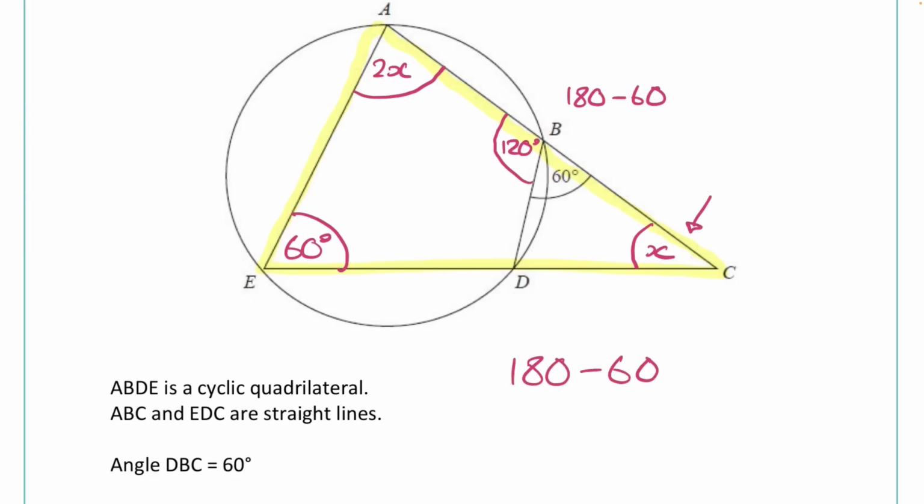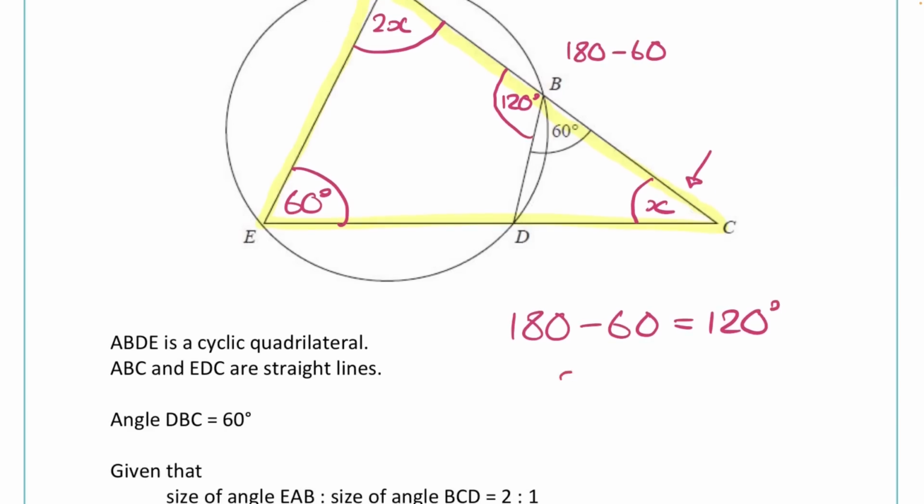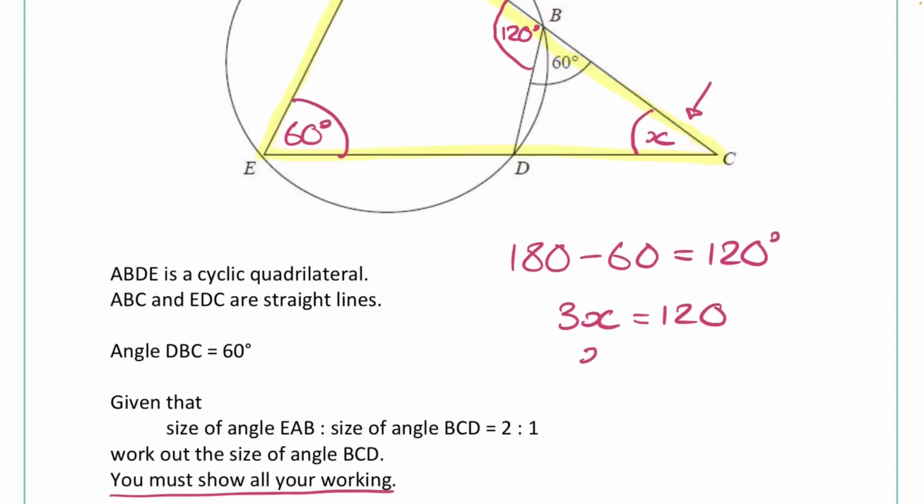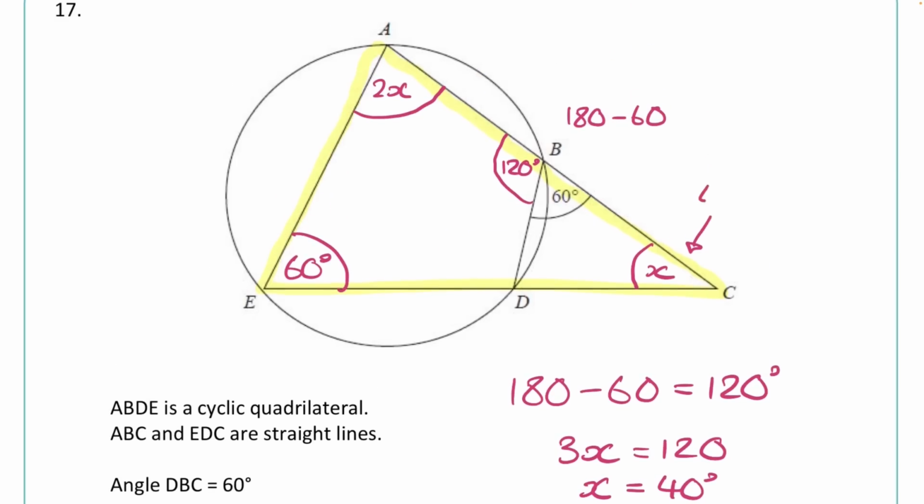One of the angles we know is 60, so that leaves us with 120 degrees. That 120 degrees is shared between the 2x and the 1x, meaning that 3x's in total adds up to 120. If 3x's is equal to 120, then 1x is equal to 40. And therefore, x is equal to 40, and we could actually go back and fill this in on the diagram. So 1x is 40, and this one here would be 80.